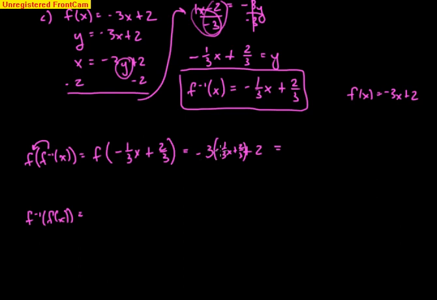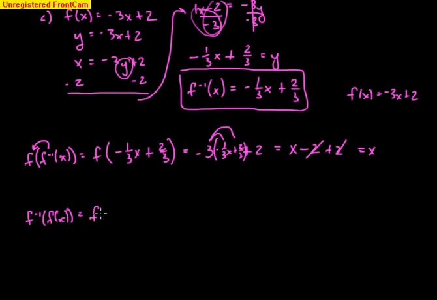When I distribute the negative 3 times negative 1/3, the 3's cancel, the negatives cancel, I just get x. Negative 3 times 2/3, the 3's cancel, and negative times positive 2 is minus 2. So that's the distribution. And this plus 2 is in there at the end, and minus 2 plus 2 cancel, and there's, of course, my x. And that's what I should get. The inverses undo each other, so I should get x.